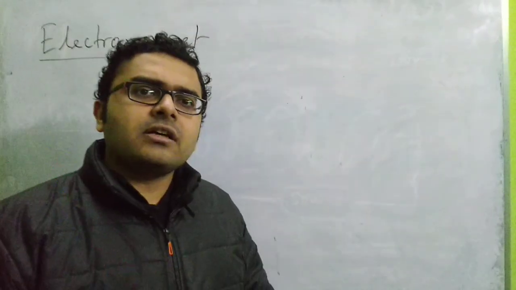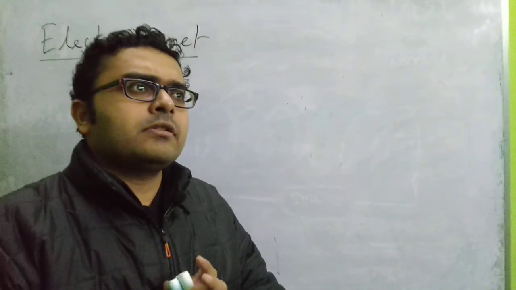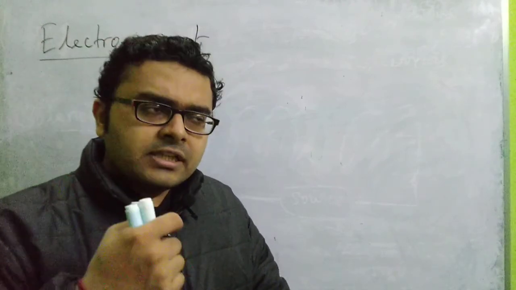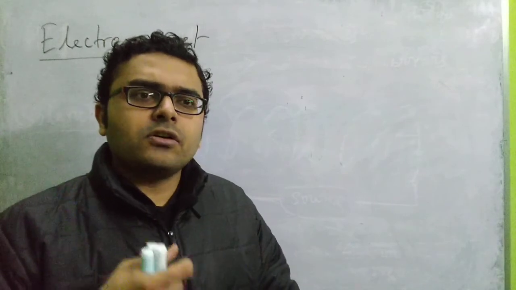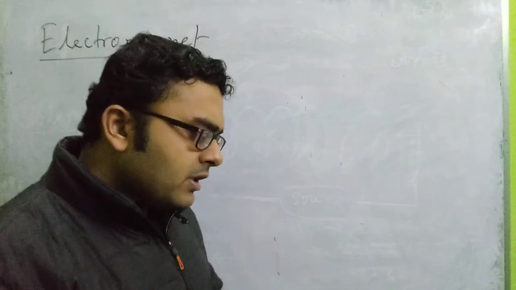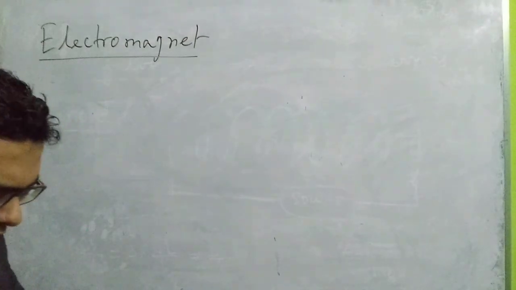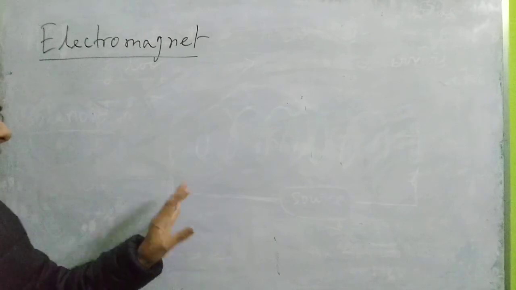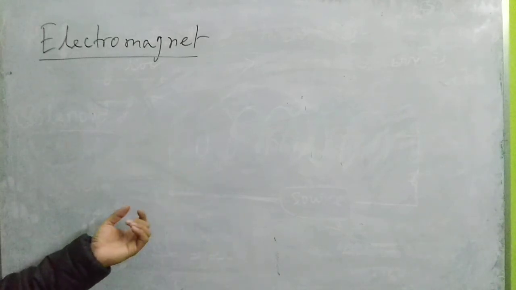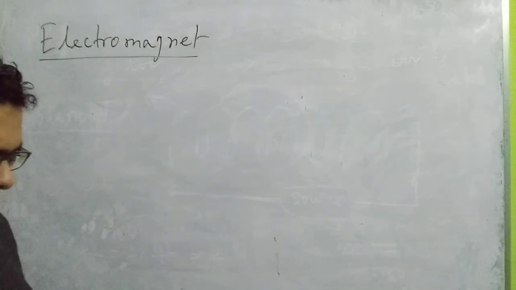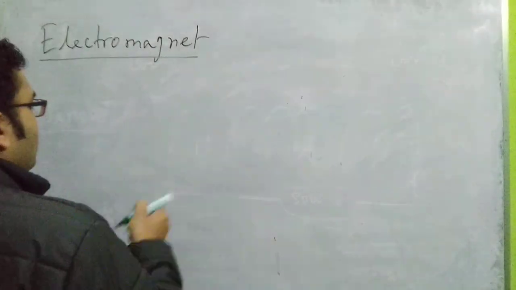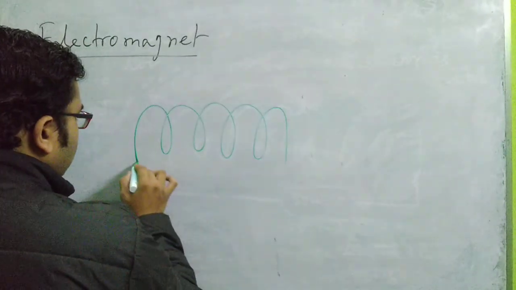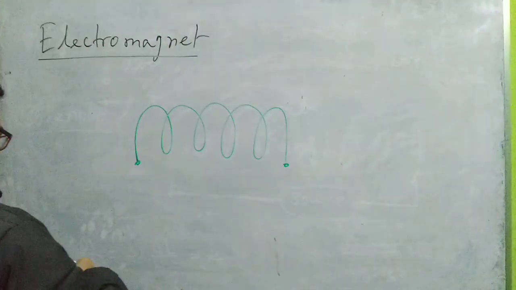As you already know, when current flows through a wire, it generates a magnetic field. So obviously we can utilize this property to manufacture electromagnets. I have already shown you the structure of the solenoid. What does the source actually do? The source forces current into the solenoid, isn't it? The source just causes the current to flow through this wire structure.